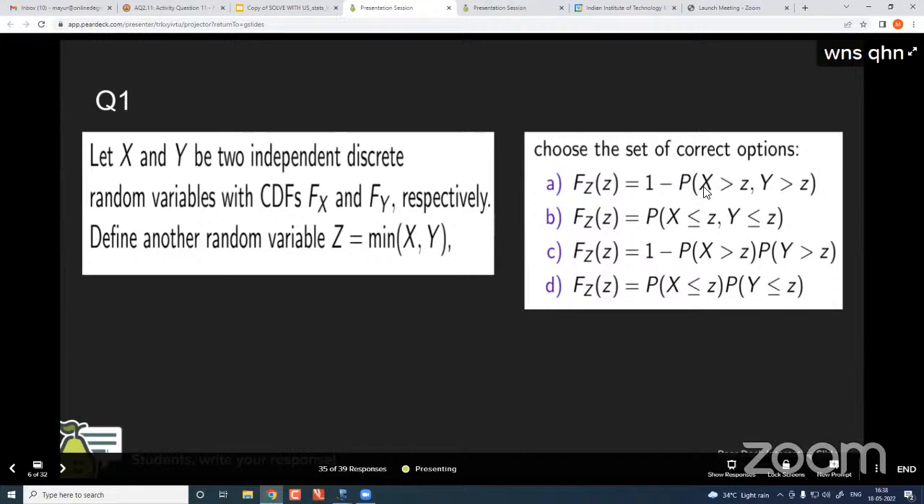Similarly, this is a joint PDF, right? Probability that X greater than z and Y greater than z, you have split it into two components: probability that X is greater than z times probability that Y is greater than z. So A and C will be the correct options, right?